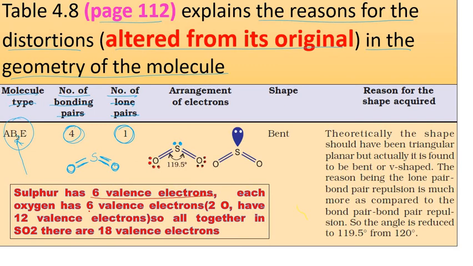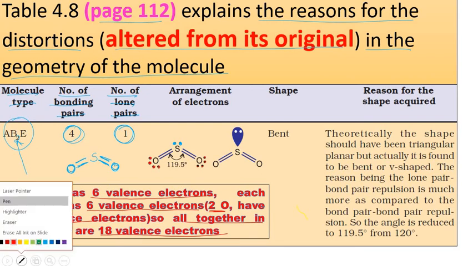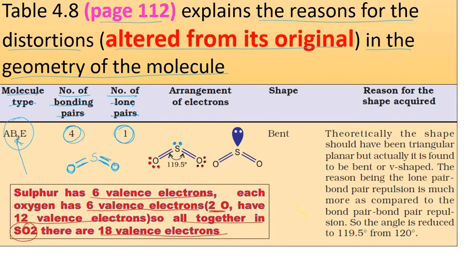And you can see now, sulfur has 6 valence electrons, and each of the oxygen has 6 valence electrons. So there are 2 oxygen atoms and together they are having 12 valence electrons. So altogether in SO2 there are 18 valence electrons. And if you see those 18 valence electrons, I will be writing here once again 18 valence electrons, sulfur, oxygen, and here oxygen. So 1 2 3 4 5 6 7 8 9 10 11 12 13 14 15 16 17 18. I hope you're understanding, students.